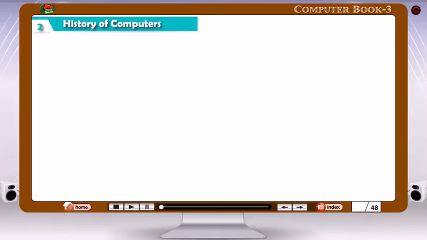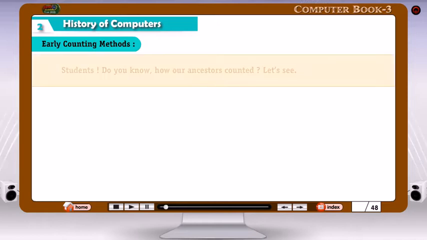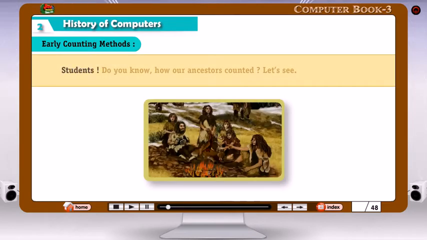2. History of computers. Early counting methods. Students, do you know how our ancestors counted? Let us see.